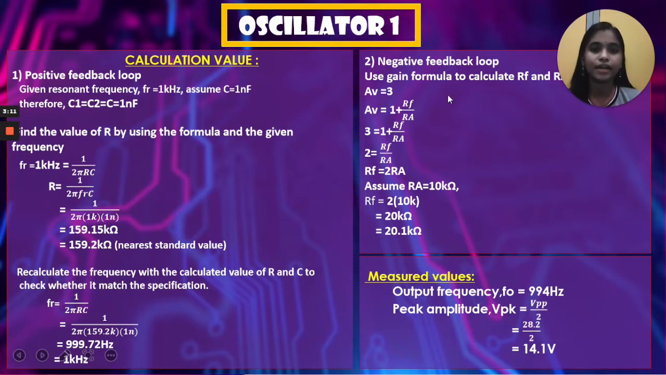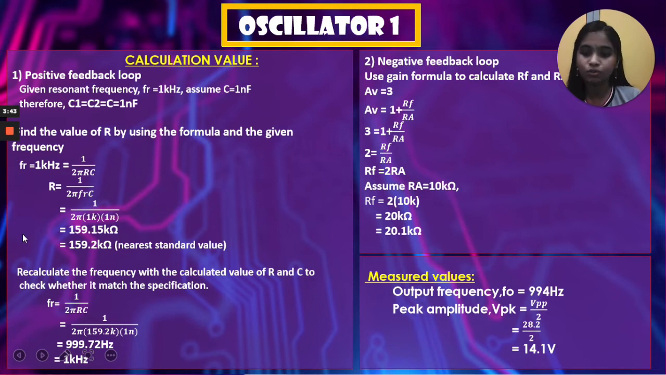For the negative feedback loop, use the gain value to calculate RF and RA. Av equal 3. Av equal 1 plus RF over RA. 3 equal 1 plus RF over RA. 2 equal RF over RA. RF equal 2 times RA. Assume RA equal 10 kilo ohms. RF equal 2 times 10 kilo equal 20 kilo ohms. The nearest value is 20.1 kilo ohms.